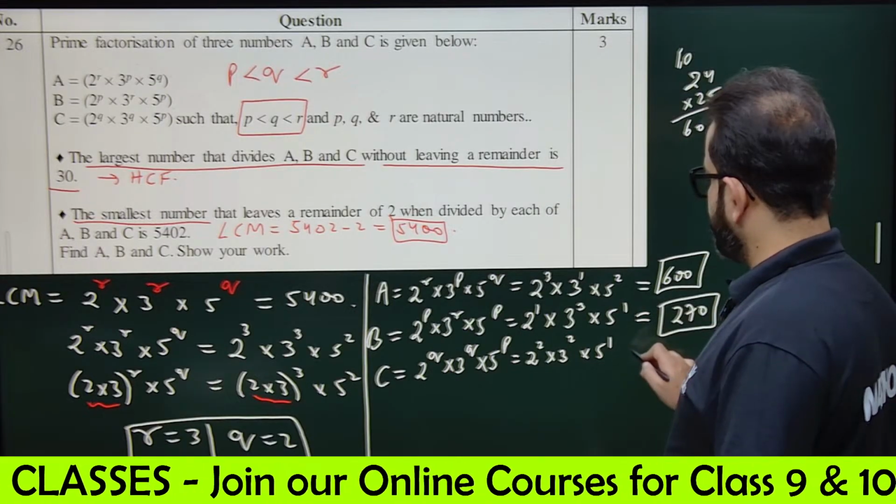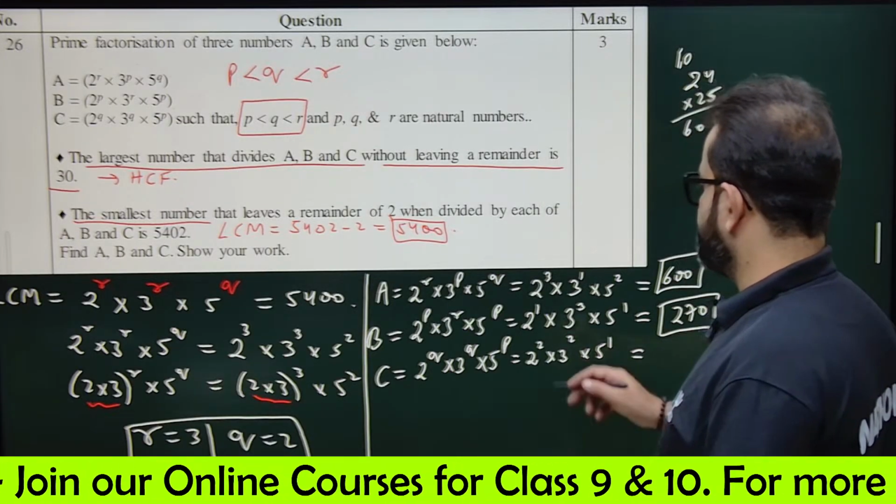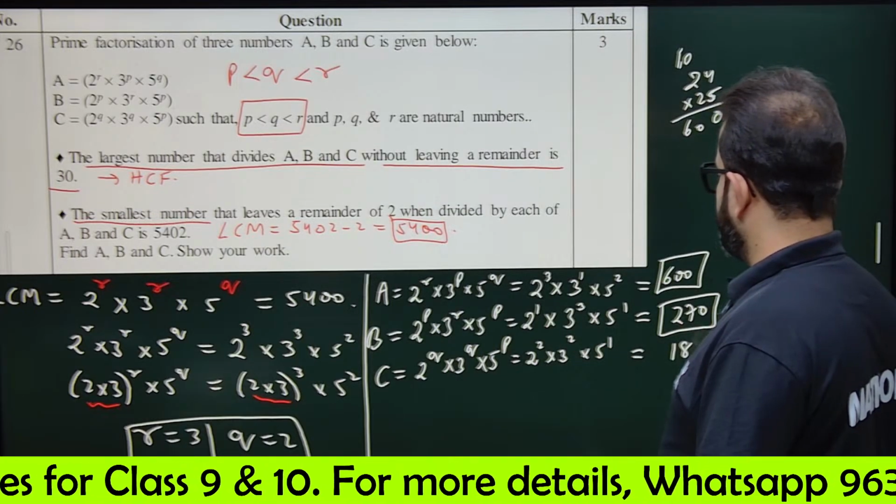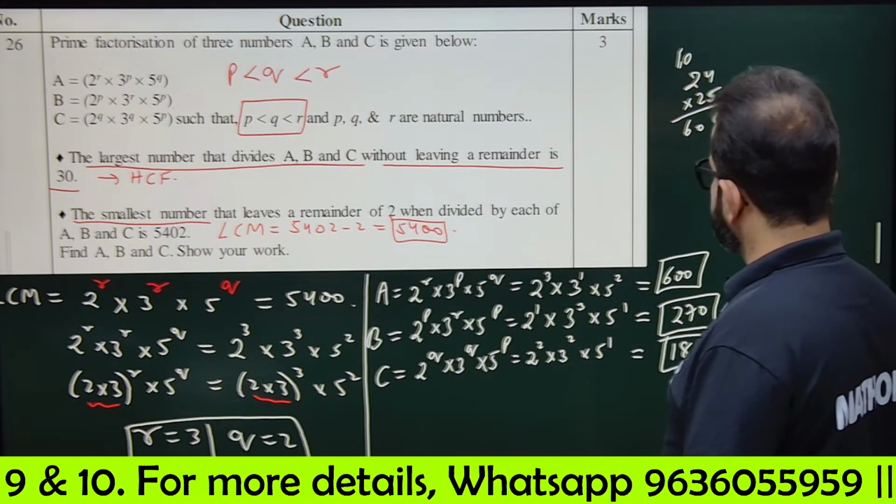Got the point? Yes or no? And what will be this? 2 square is 4. 4 into 3 square 9, 36 into 5, 180. So these are my three numbers.